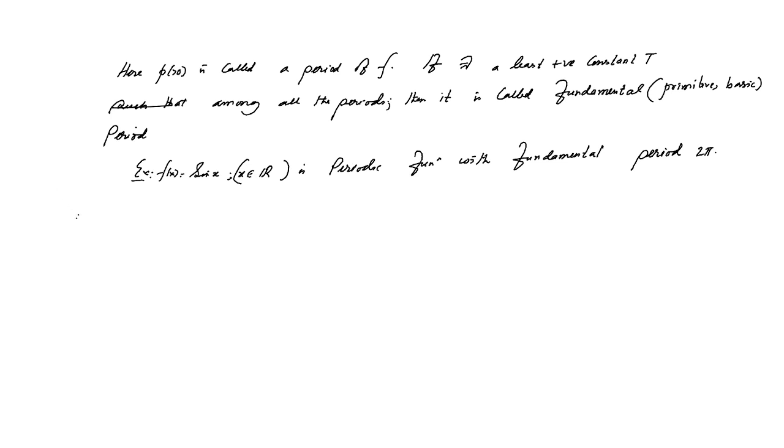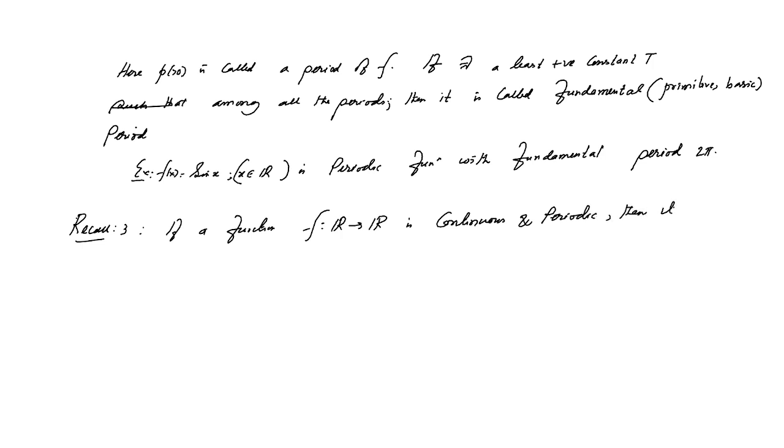So now, if the function satisfies continuity as well as periodicity, then it is called a continuous periodic function. So next, recall 3: if a function f from R to R is continuous and periodic, then it is called a continuous periodic function.